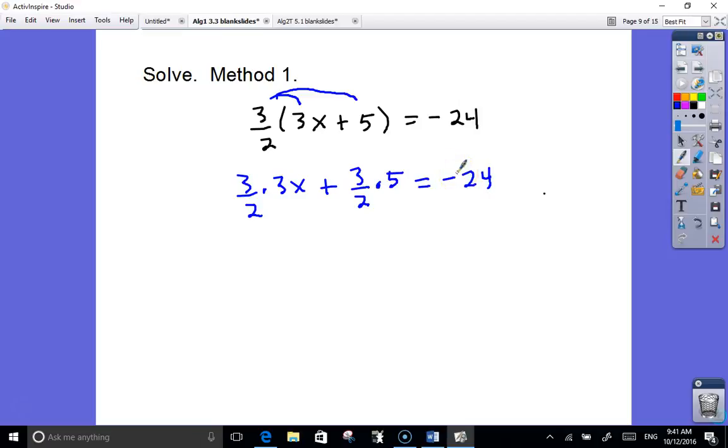So what is 3/2 times 3? Yeah, remember, you just multiply straight across, and the 3 that's the coefficient of x doesn't have a denominator, so it's 1, so that makes it just 9/2, right? Plus, what is 3/2 times 5? 15/2 equals -24.